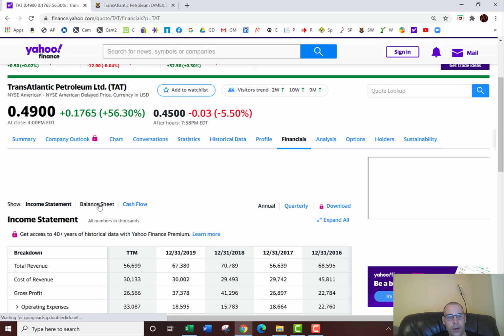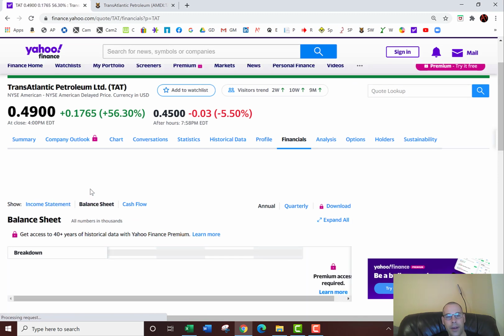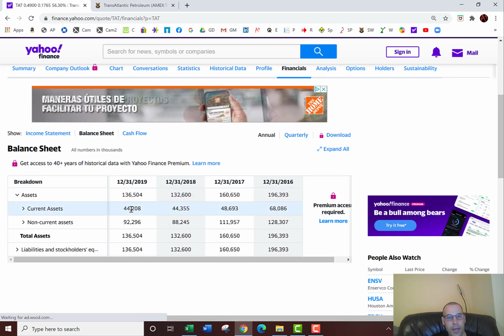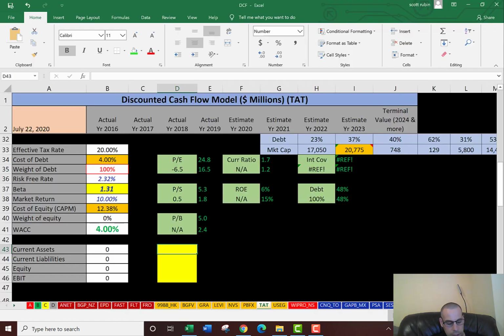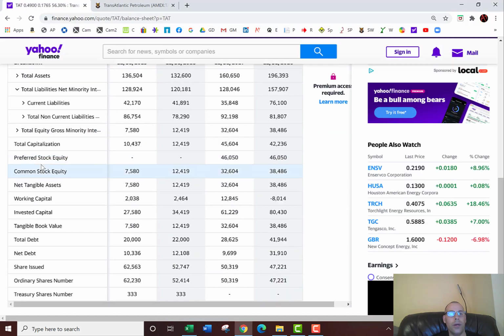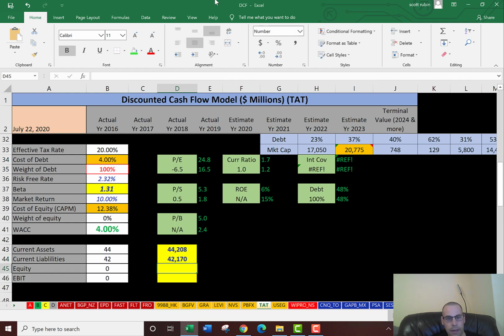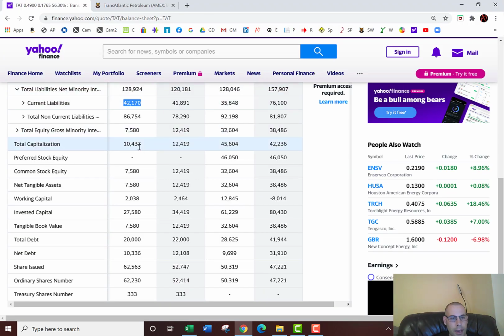We need the current assets. We need this to calculate the current ratio later. And current assets are mainly cash, accounts receivables, and inventory. And that's $44 million. Let's get their current liabilities. These are debts and payables that are due within 12 months. That's $42 million. And their equity, that's assets minus liabilities.